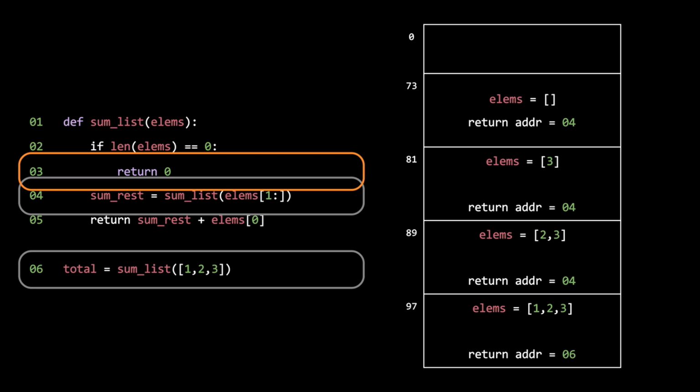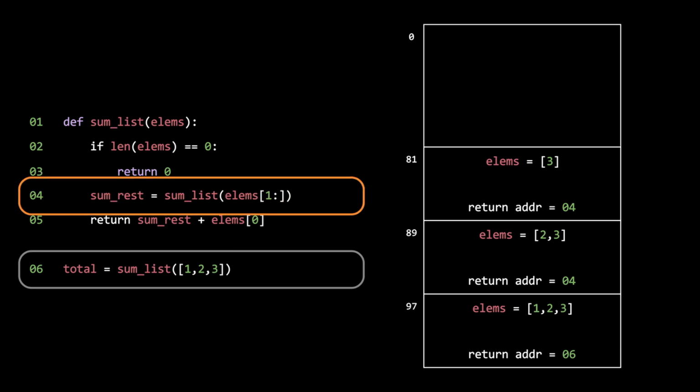And that's going to become the SUMREST value for our third call to this function. So we're going to create a local variable in the third stack frame that we can see, or the currently executing stack frame, which is equal to the sum of the rest of the elements of the list.